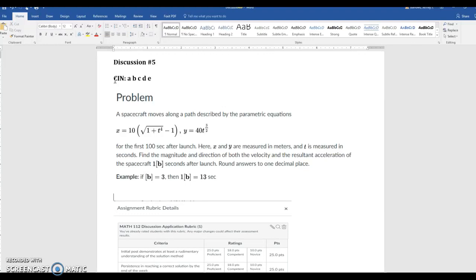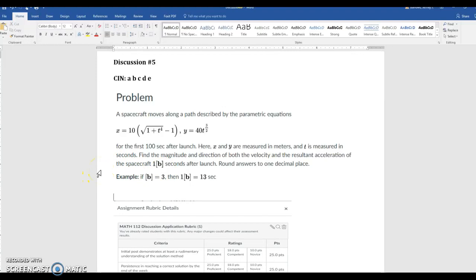So it says in the statement of the problem, a spacecraft moves along a path described by the parametric equations. So you have horizontal movement and you have vertical movement given by those two equations. Before I go any further, as you start getting into the calculus of this, make sure you understand that this -1 is not under the radical sign here. So there's not a cancelization under the radical of the 1 and -1. This is outside the radical, and that's important as you start getting into this.